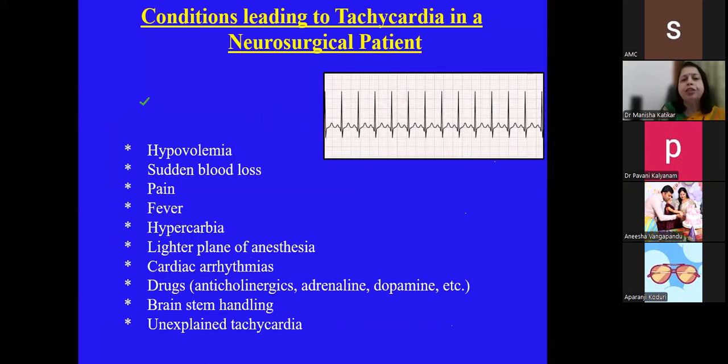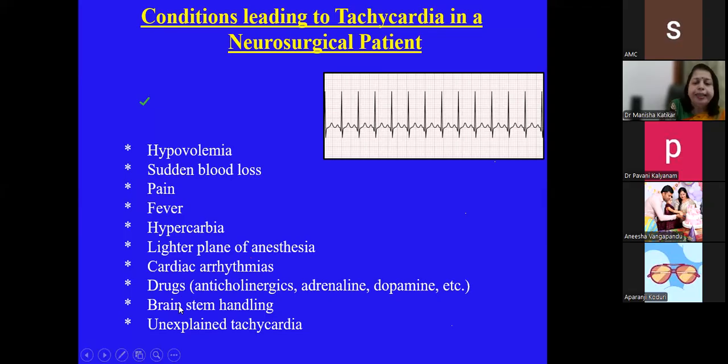And the commonest causes of tachycardia, along with hypovolemia, are sudden blood loss, pain, fever, hypercarbia, lighter planes of anesthesia. You need to identify these as important causes of tachycardia, as well as cardiac arrhythmias, your drugs itself, then brainstem handling again. And the last and most important is unexplained tachycardia. You have ruled out all these causes, but then still there is tachycardia. The patient is anesthetized, paralyzed, sedated, you have increased the depth of anesthesia, the intravascular volume is good, but still there is tachycardia which cannot be explained.